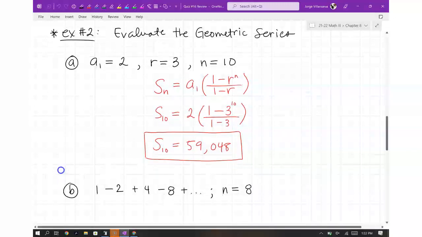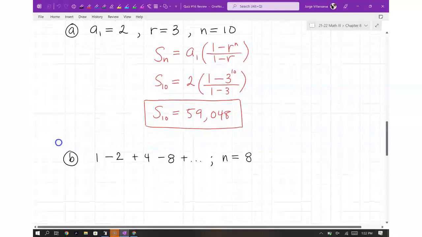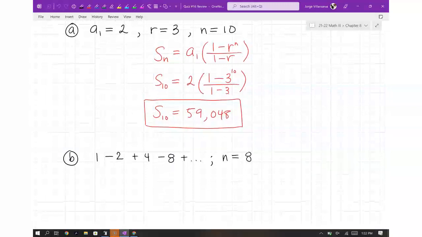So look at this next one. So remember, I told you needed 3 things in order to do these problems. You needed your first term, a sub 1. You needed your r value. You needed your n value. Okay? So, there you go.